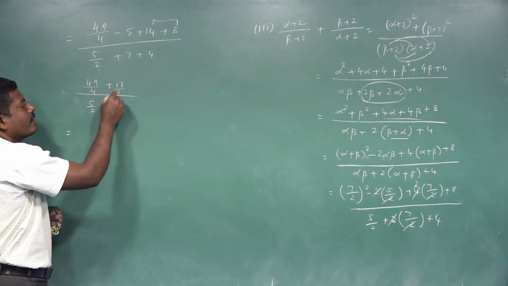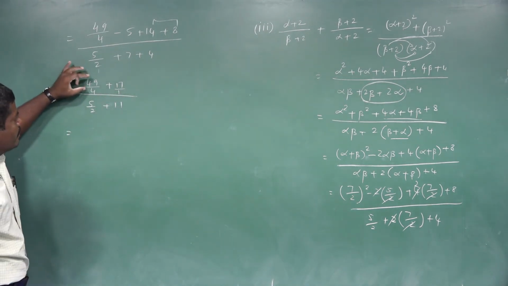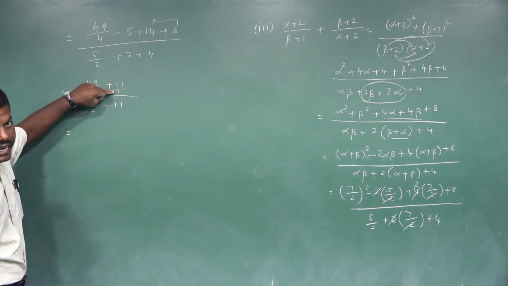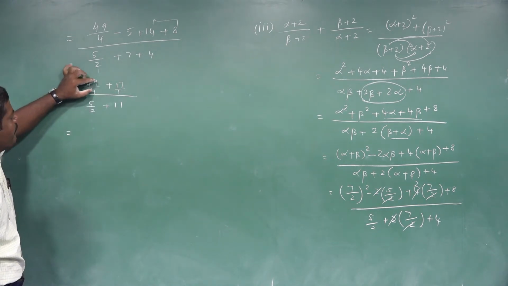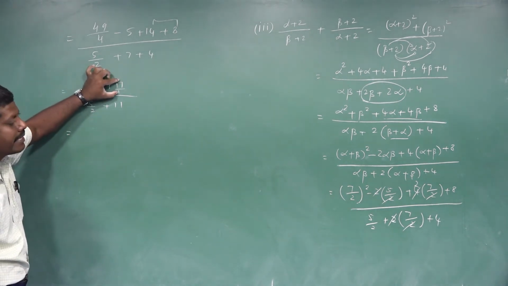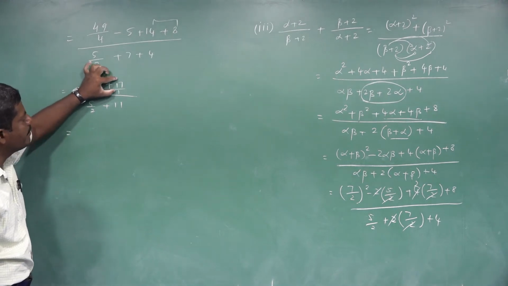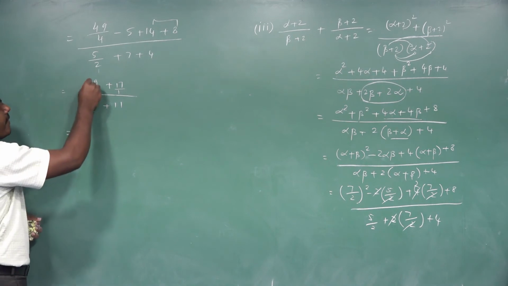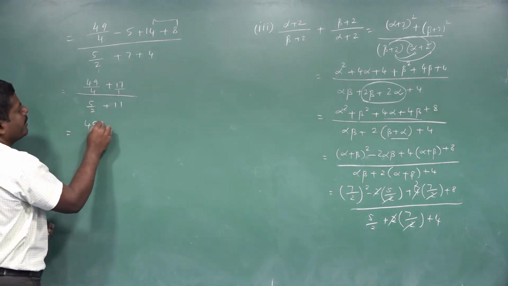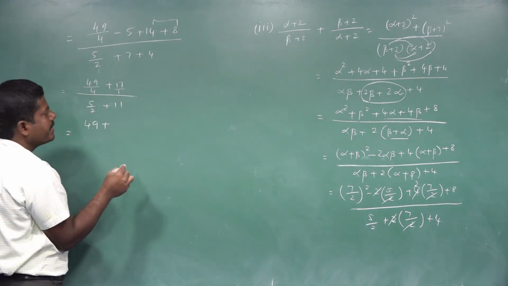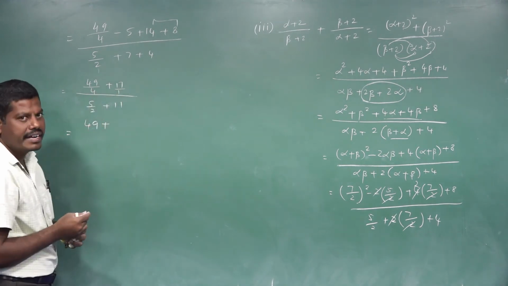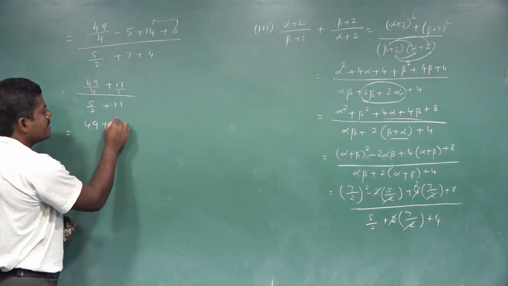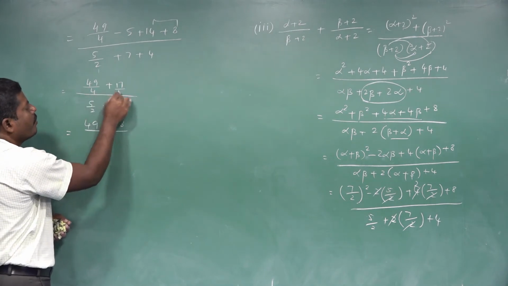We can take the denominator as 1. If there is no denominator, we can take 1. So now we want to add these two rational numbers. Denominators are unlike, so we want to do cross multiplication. 49 multiplied by 1 is 49, plus 4 17s. 10 4s are 40, 7 4s are 28, totally 68. Divided by 4 1s are 4.